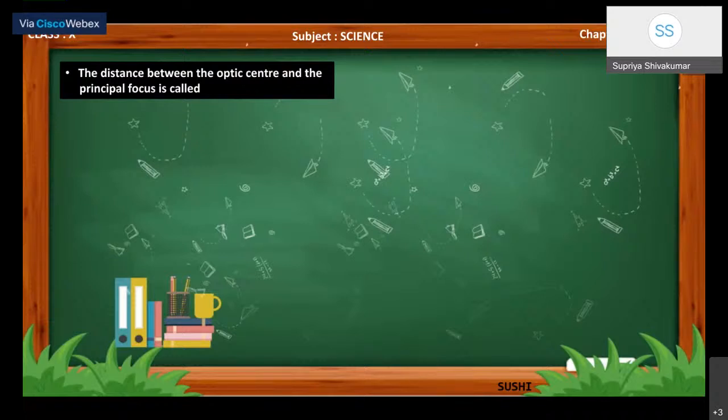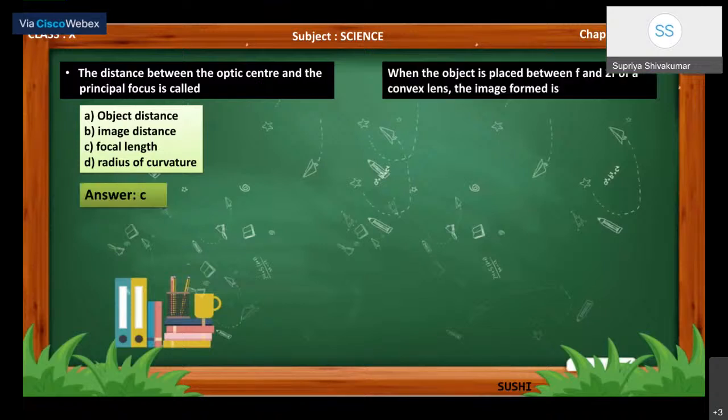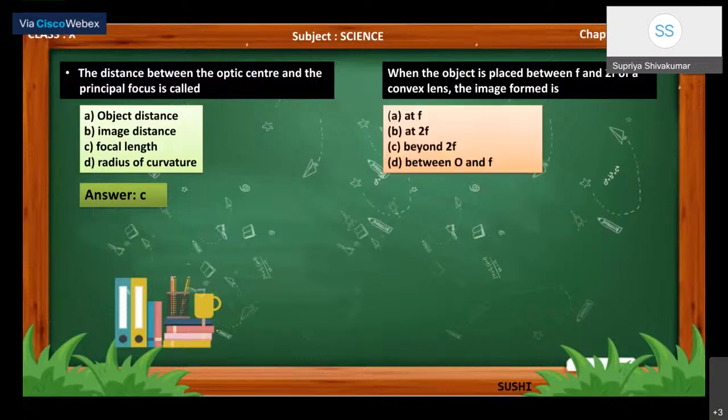The distance between the optic center and the principal focus is? What is the answer? Ma'am, focal length. I'll not be giving you the options. Yes, it is the focal length. Next, option C. When the object is placed between F and 2F of a convex lens, the image formed is? Enlarged. Ma'am, beyond 2F. So it can be enlarged, and the image position is beyond 2F.